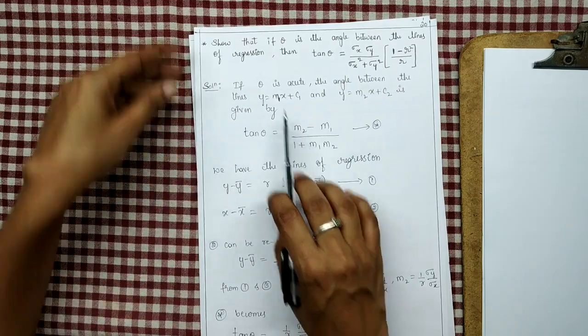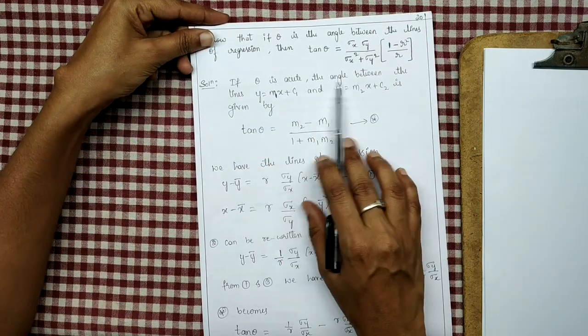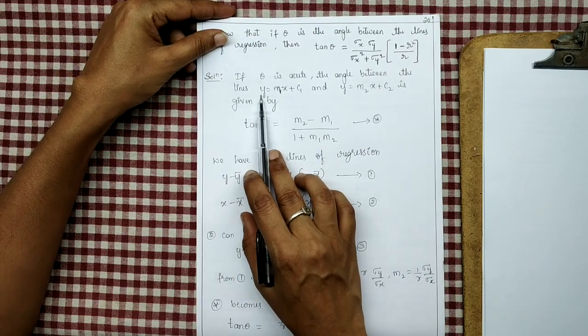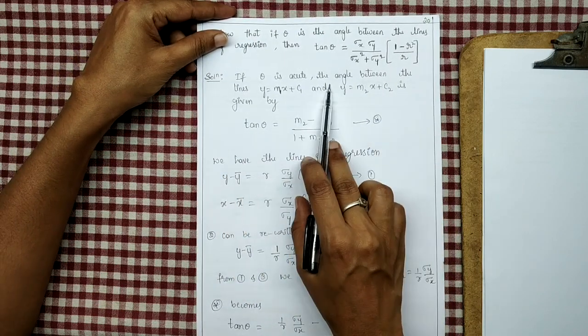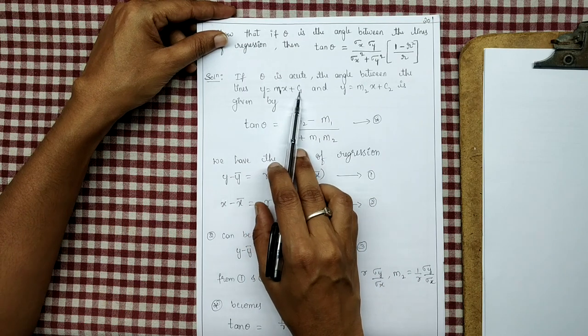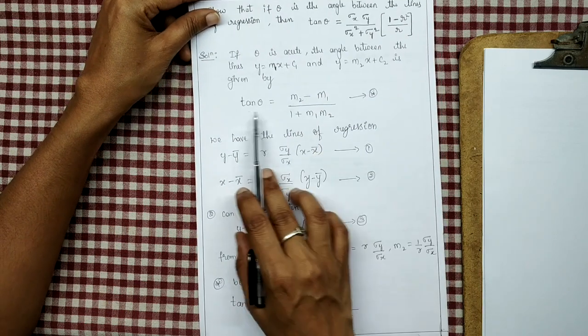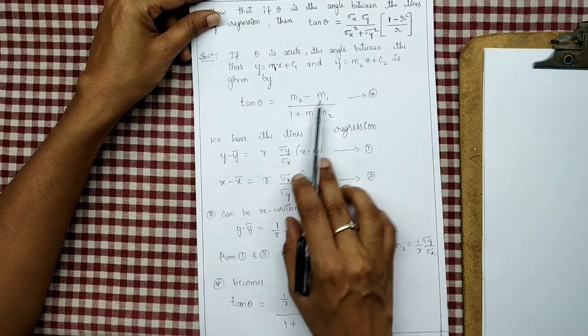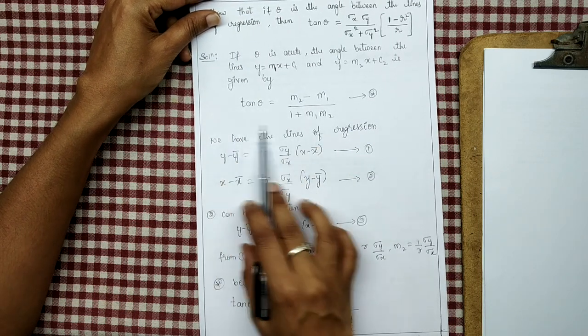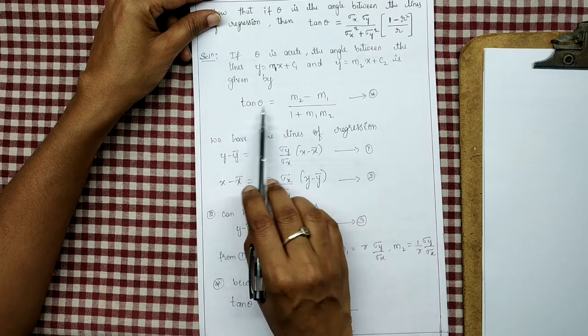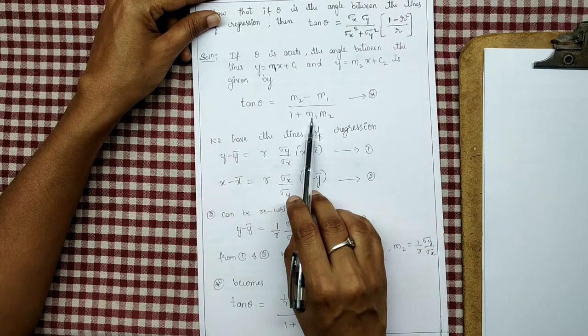To show this, see, here theta will be acute. If theta is acute, the angle between the regression lines, this is the first regression line and this is the second regression line we have considered, that is y is equal to m1x plus c1 and y is equal to m2x plus c2. And the angle between these two regression lines is given by tan theta is equal to m2 minus m1 divided by 1 plus m1 m2. This happens only when theta is acute. Now tan theta is equal to m2 minus m1 divided by 1 plus m1 m2.